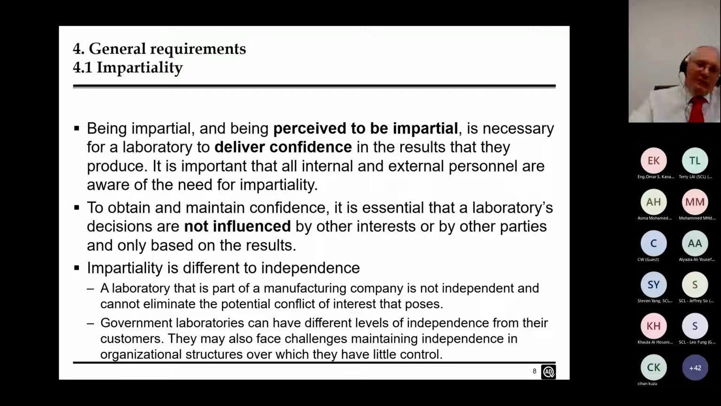So as we maintain this confidence, we need to be able to demonstrate that the laboratory's decisions are not influenced by any other interests, parties, or relationships, and are only based on the results of the calibration.